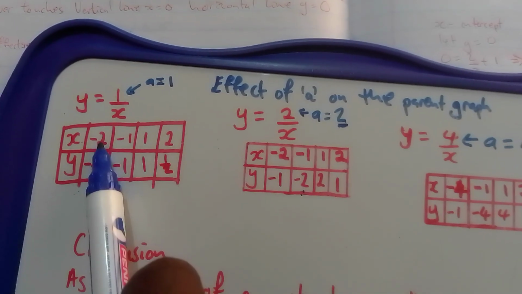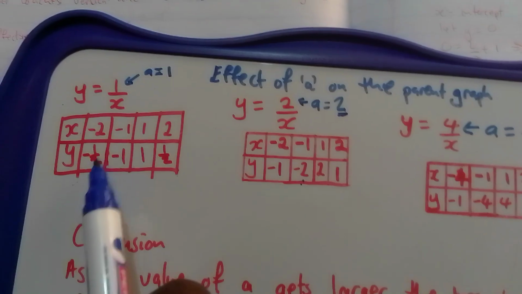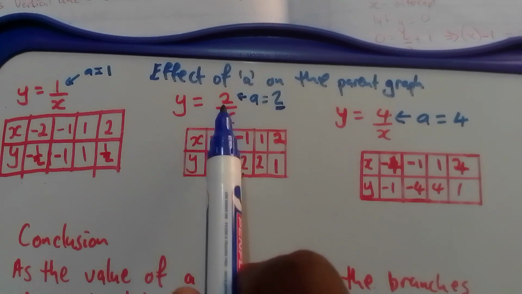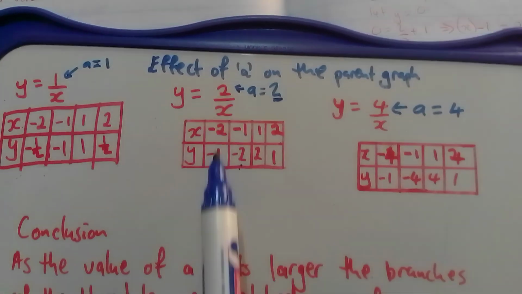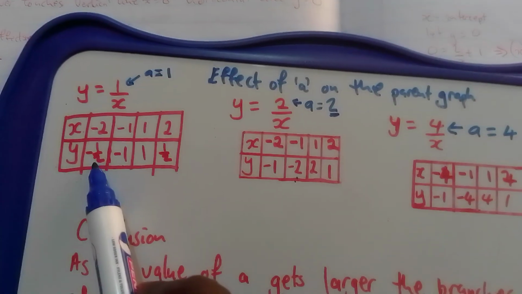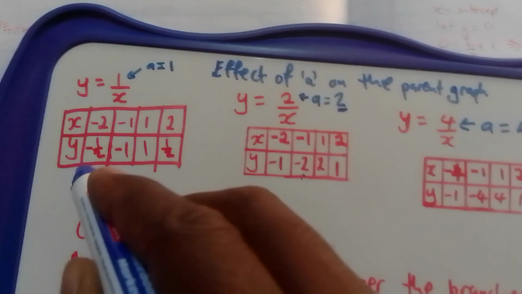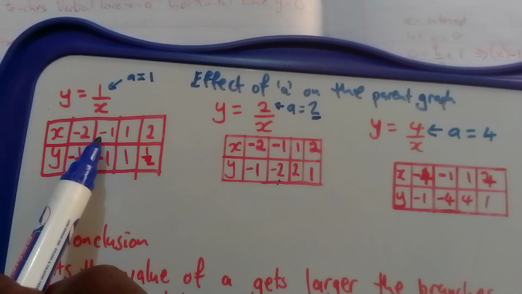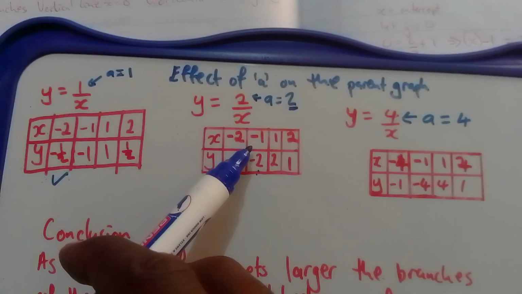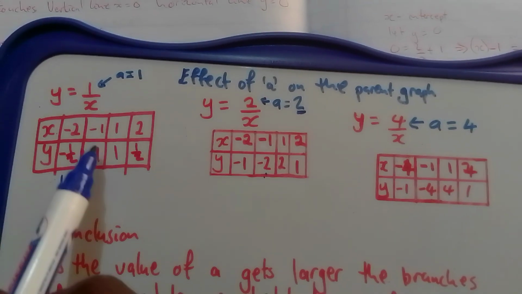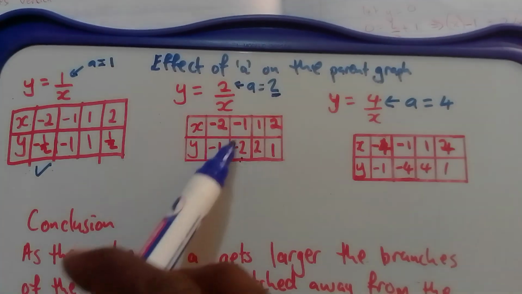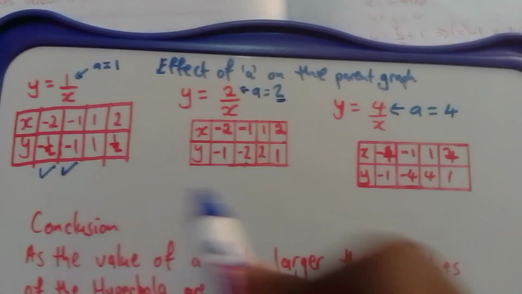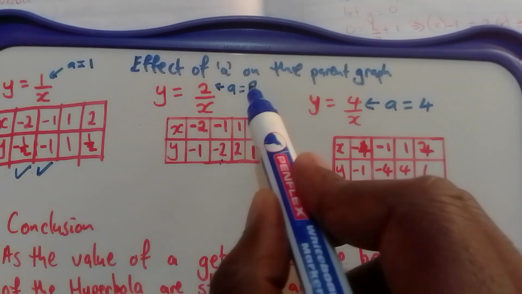When we are comparing these two graphs, obviously we're using the table method. When we've got x = -2 here and x = -2 there, the y value for the parent graph is -1/2. The y value for where we're having a bigger A is -1. Between -1/2 and -1, we all know that -1/2 is bigger than -1. Then when we've got x = -1 there, our y value is -1 and our y value here is -2. Once again, the y value on the parent graph is bigger than when A is bigger.